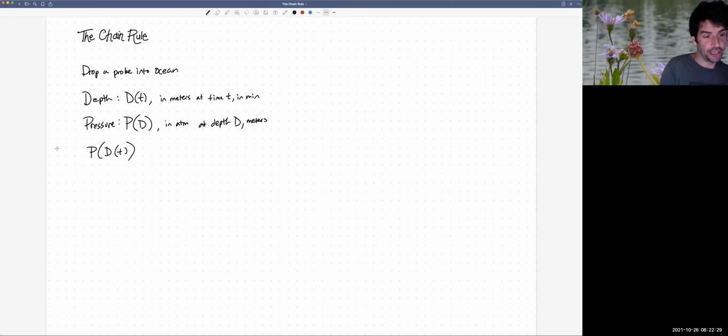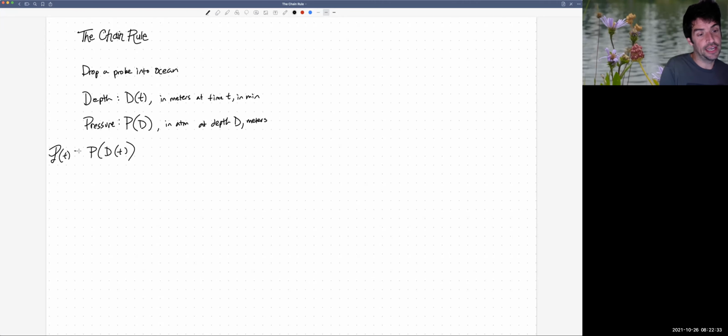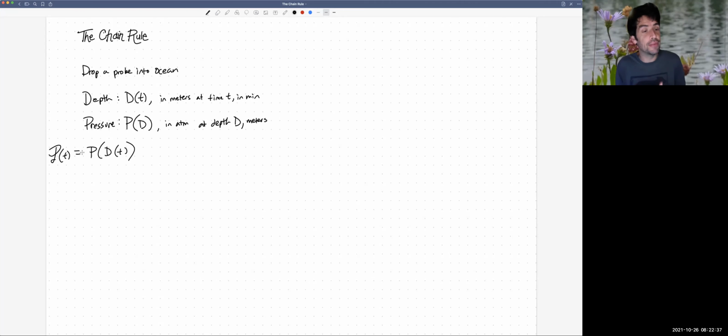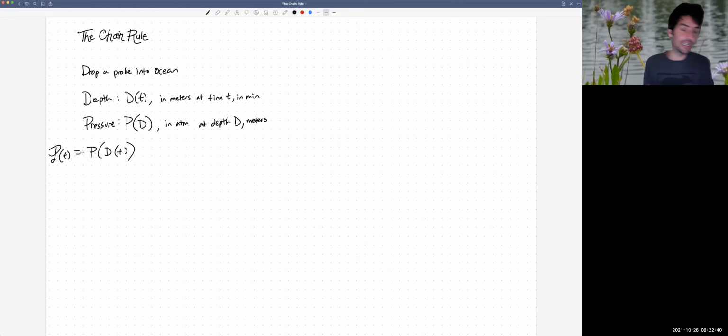This is a new function. I'm just going to call it fancy P. It's a function of time that gives us pressure. So we've created a new function by combining the two of those. We input time, we output pressure, okay?